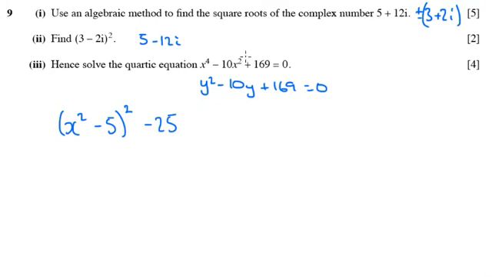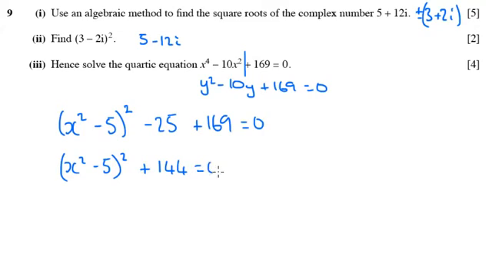And that is equivalent to x to the power 4 minus 10x squared. If you expanded it and to check, you would find that they're the same. We've then got this plus 169, and that equals 0. So we've got x squared take 5 squared plus 144 equals 0.